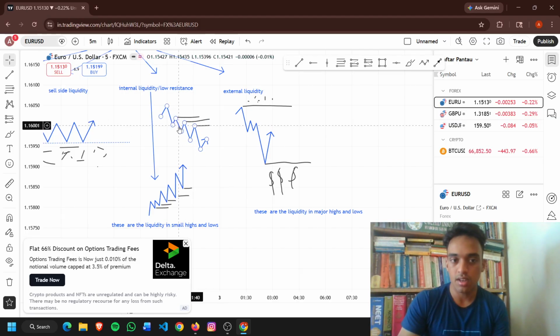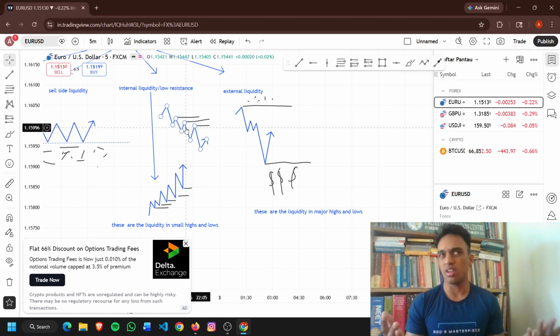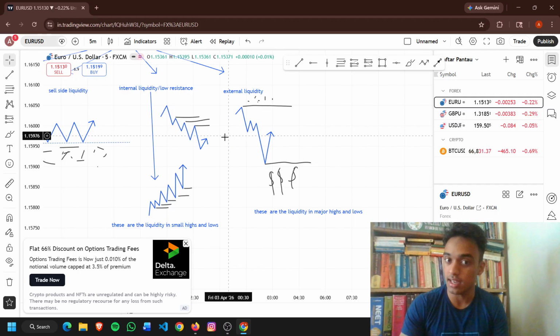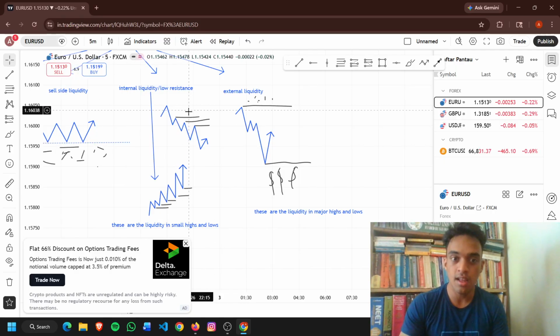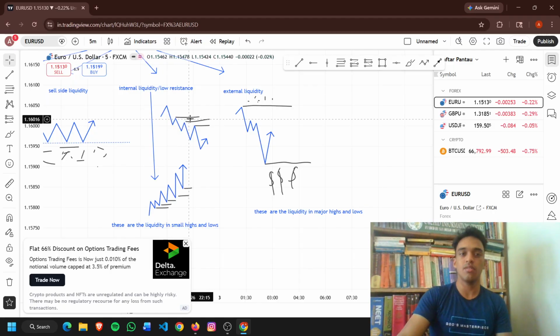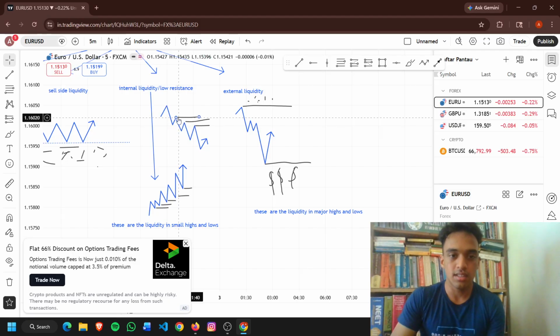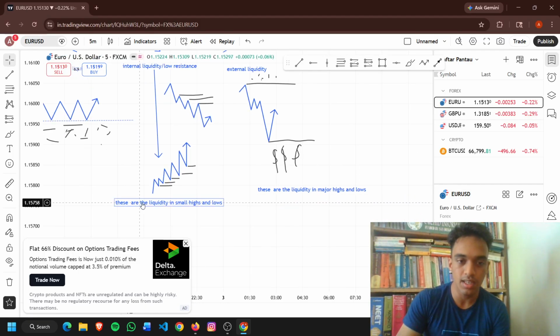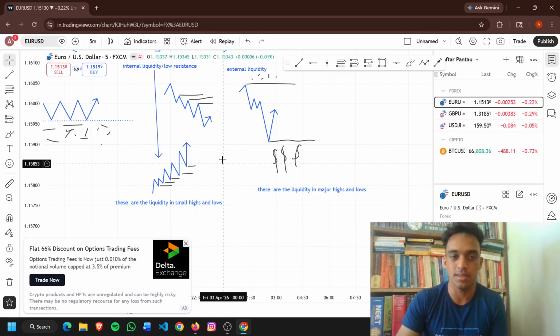Now you guys might be wondering, maybe everywhere there is liquidity. Basically, that is it. Everywhere there is liquidity, on top of highs and lows, and major highs and lows also. These places are the major points of liquidity. So even in the small highs and lows in between the major highs and lows, liquidity will be there. These are called internal liquidity. These are the liquidity in small highs and lows. That's basically what I wrote.